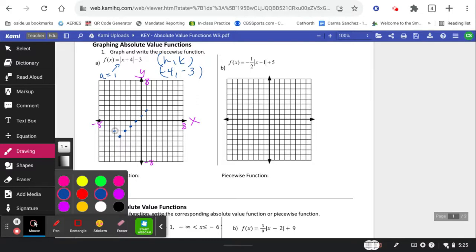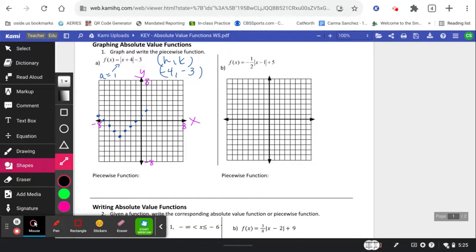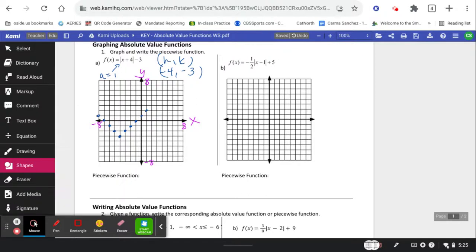And then reflecting exactly over the axis to the other side. Use your straight edge to connect those dots. And then arrows to infinity. There she is, our beautiful absolute value function.